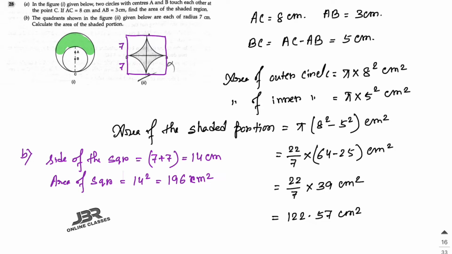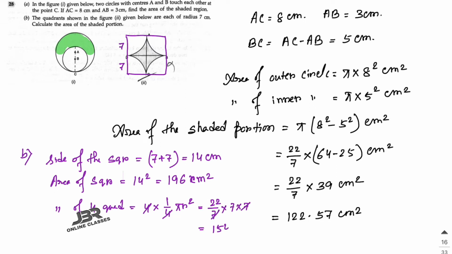Now the next thing is you have to find the area of each quadrant. The formula to find the area of each quadrant is 1 by 4 pi r square. Pi r square is the area of the total circle, and the formula for the quadrant of a circle is 1 by 4 pi r square. How many quadrants are there? Total 4 quadrants. So the area of 4 quadrants equals 4 into 1 by 4 pi r square.